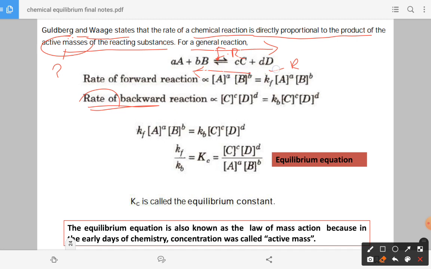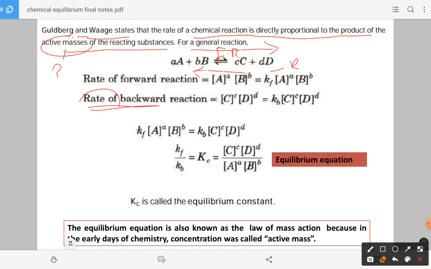Now if you go for the backward reaction, C plus D is my reactant. So if you write the rate of reaction here, the molar concentration of C has to be raised to the power of c, and the molar concentration of D has to be raised to the power of d. Now if you remove the proportionality, we get one constant, called Kb. K indicates the rate constant, and b indicates the backward reaction.